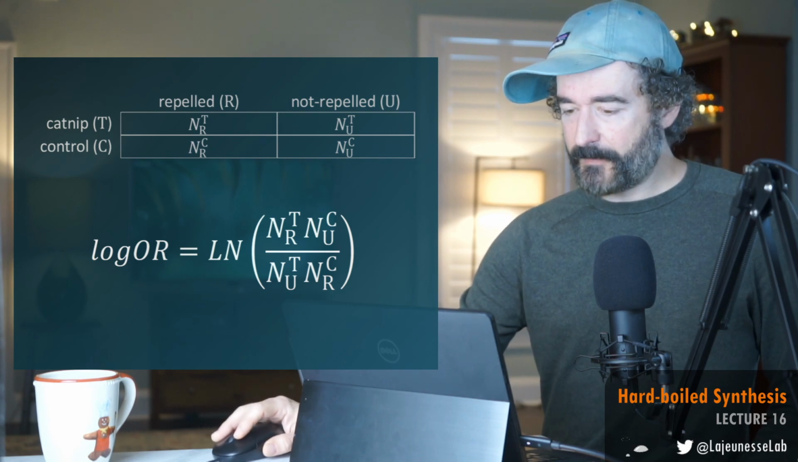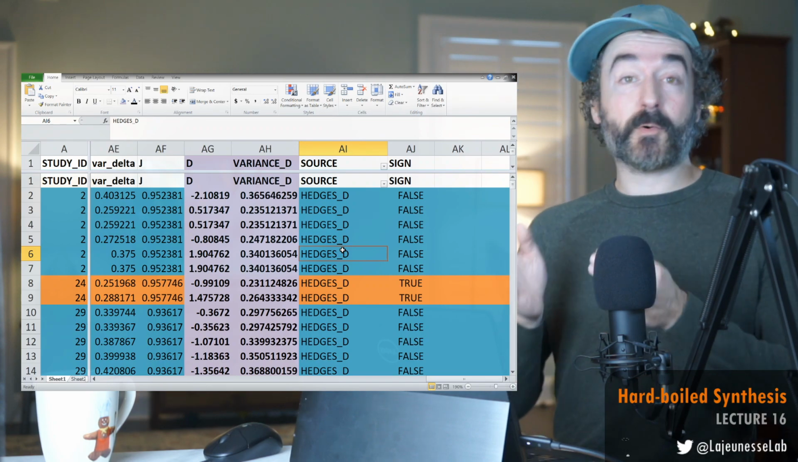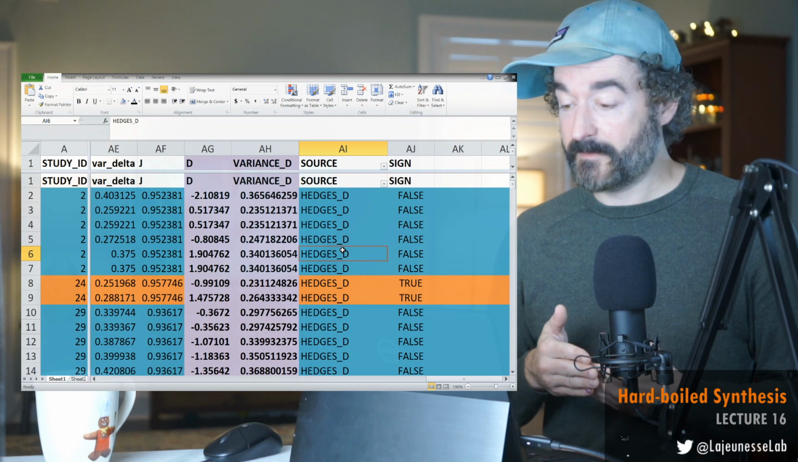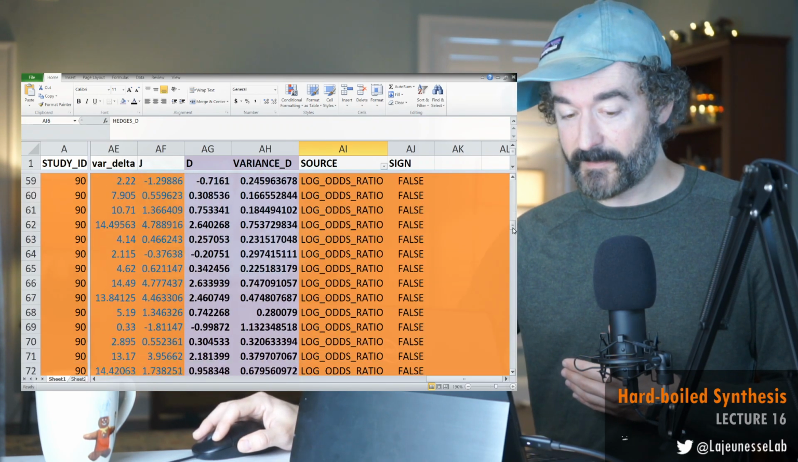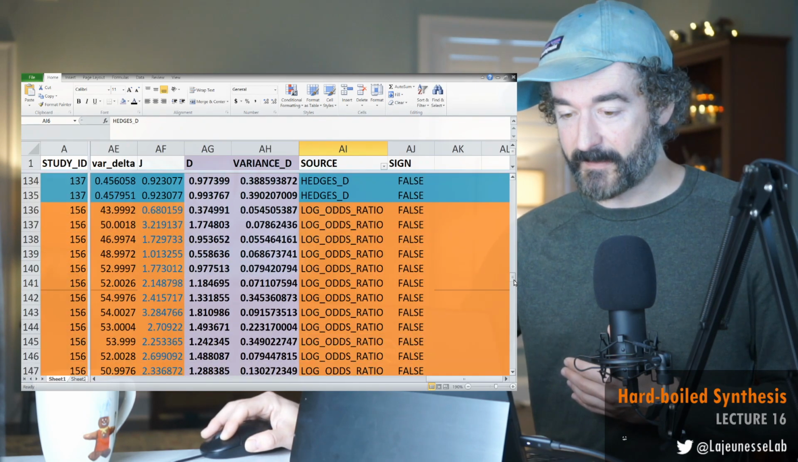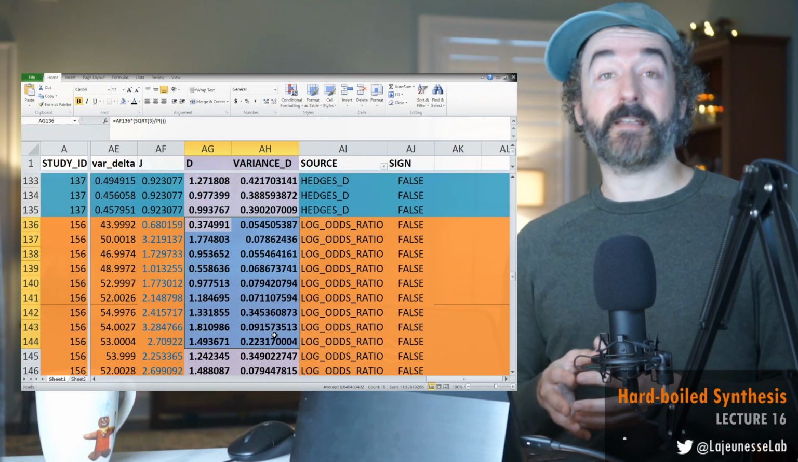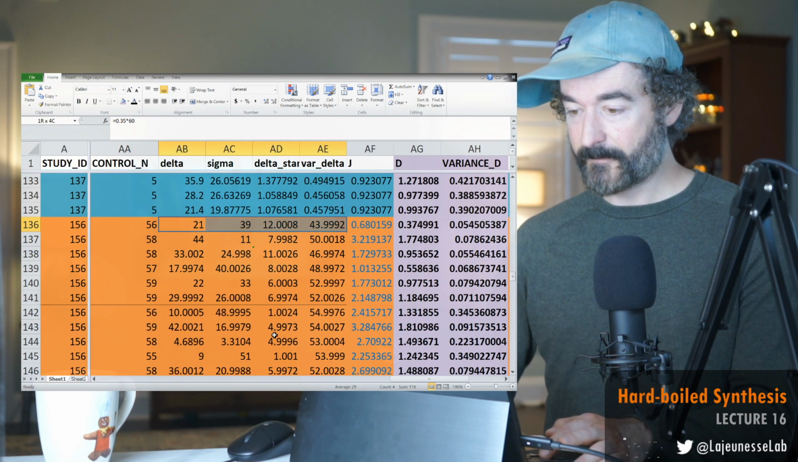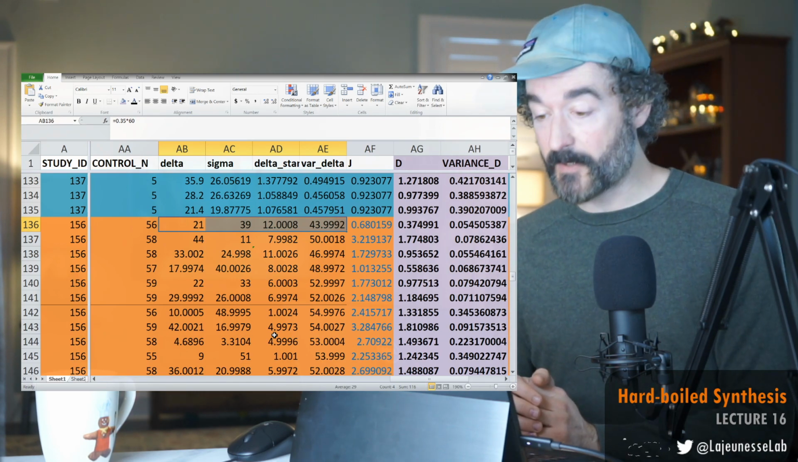Okay, so back to the Excel. The majority of outcomes that I extracted were Hedges' d, but a bunch were odds ratios. So like study 156, all these effects were represented as odds ratios, as counts. So that's what this stuff is right here. You've got 4 numbers, 4 counts, and then you convert that into an odds ratio.